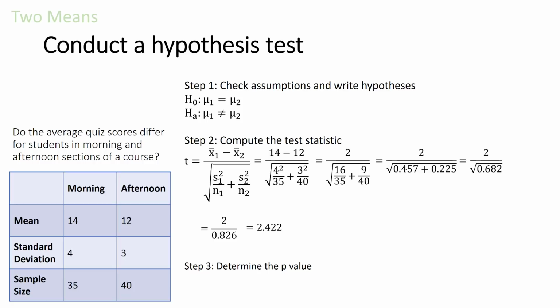Step 3, determine the p-value. This is a two-tailed test, so the p-value will be the area in the left and right tails combined that are more extreme than our test statistic of 2.422. Recall that t-distributions vary depending on degrees of freedom. Our smaller sample size was 35, giving us 34 degrees of freedom. I'll take you to Minitab Express now to construct this t-distribution to determine the p-value.